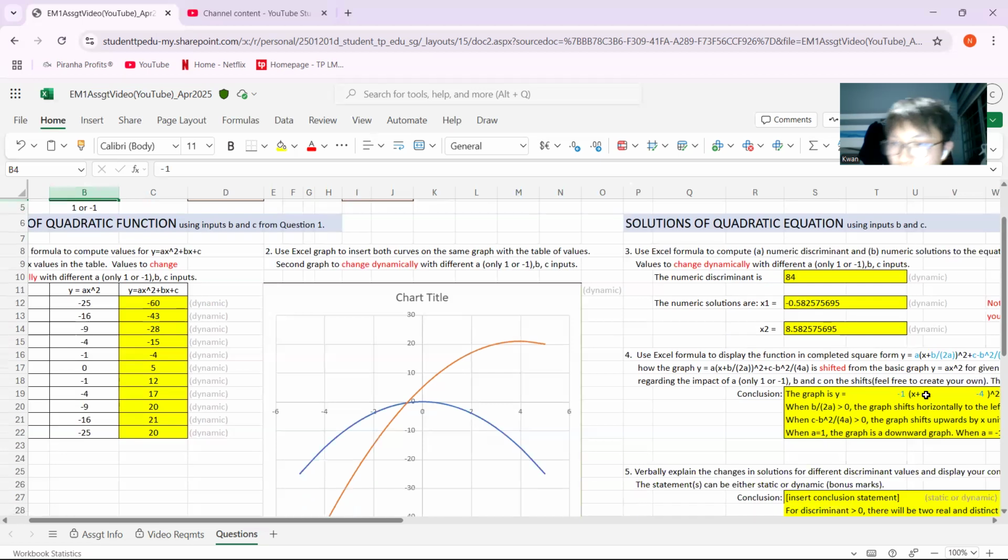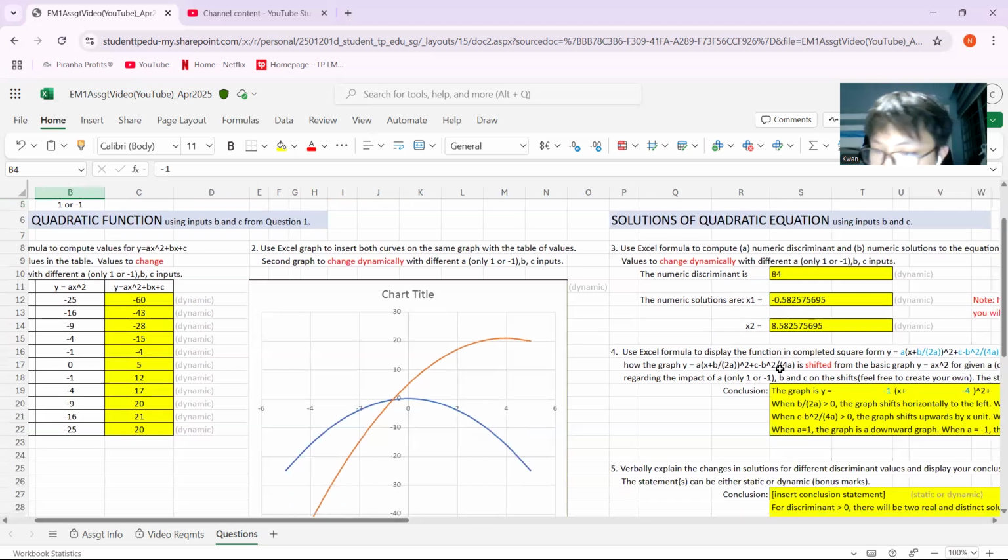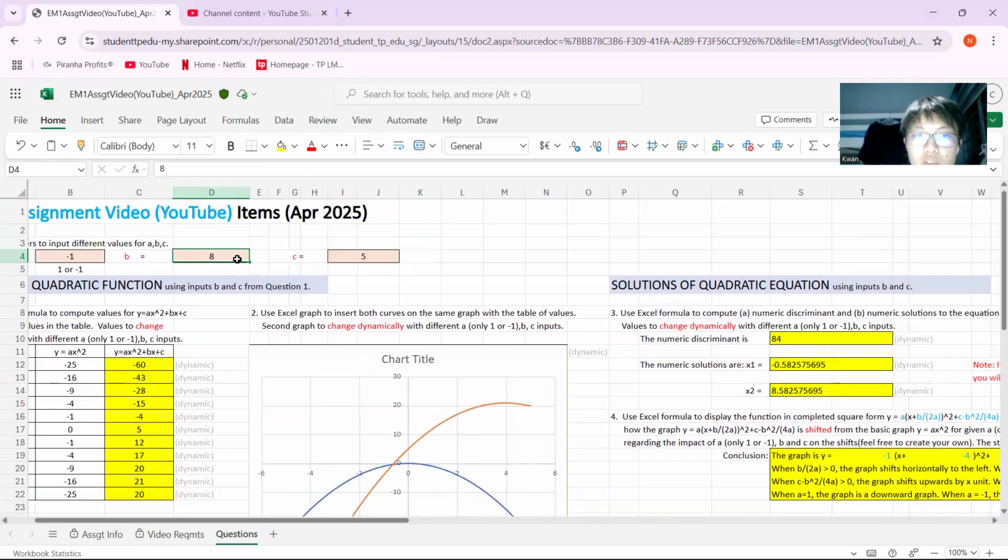And B divided by 2A, this section of the formula, controls the horizontal position of the graph. So when B divided by 2A is more than 0, the graph shifts to the left. Let me show it right here. This value becomes a positive number and the graph shifts to the left.